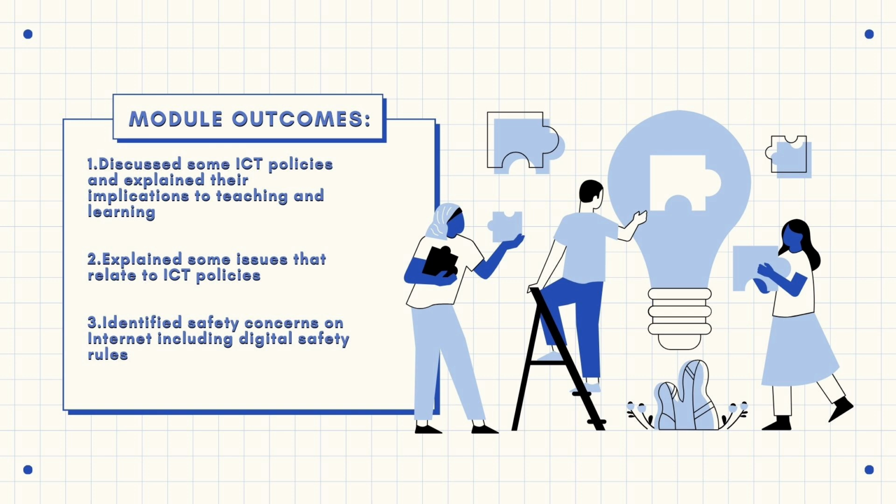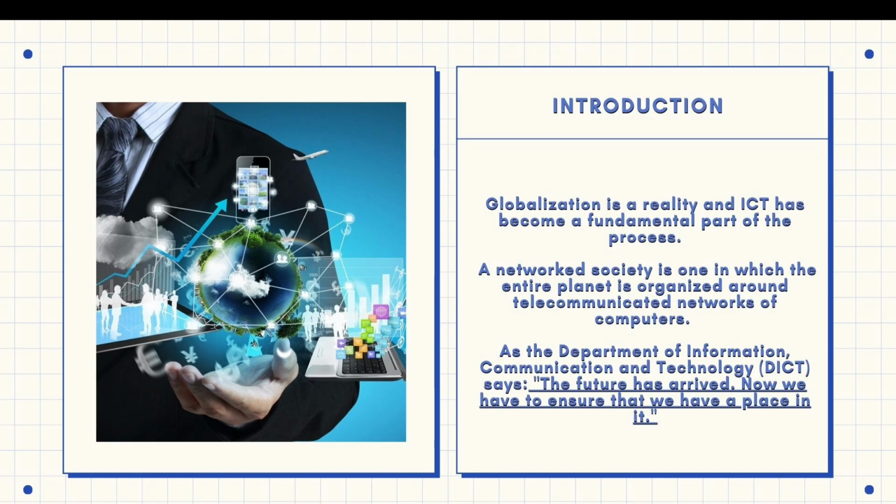Okay, for our module outcomes, first is discuss some ICT policies and explain their implications to teaching and learning. Second, explain some issues that relate to ICT policies. And third is identify safety concerns on the internet, including digital safety rules. Okay, let's proceed to the introduction.